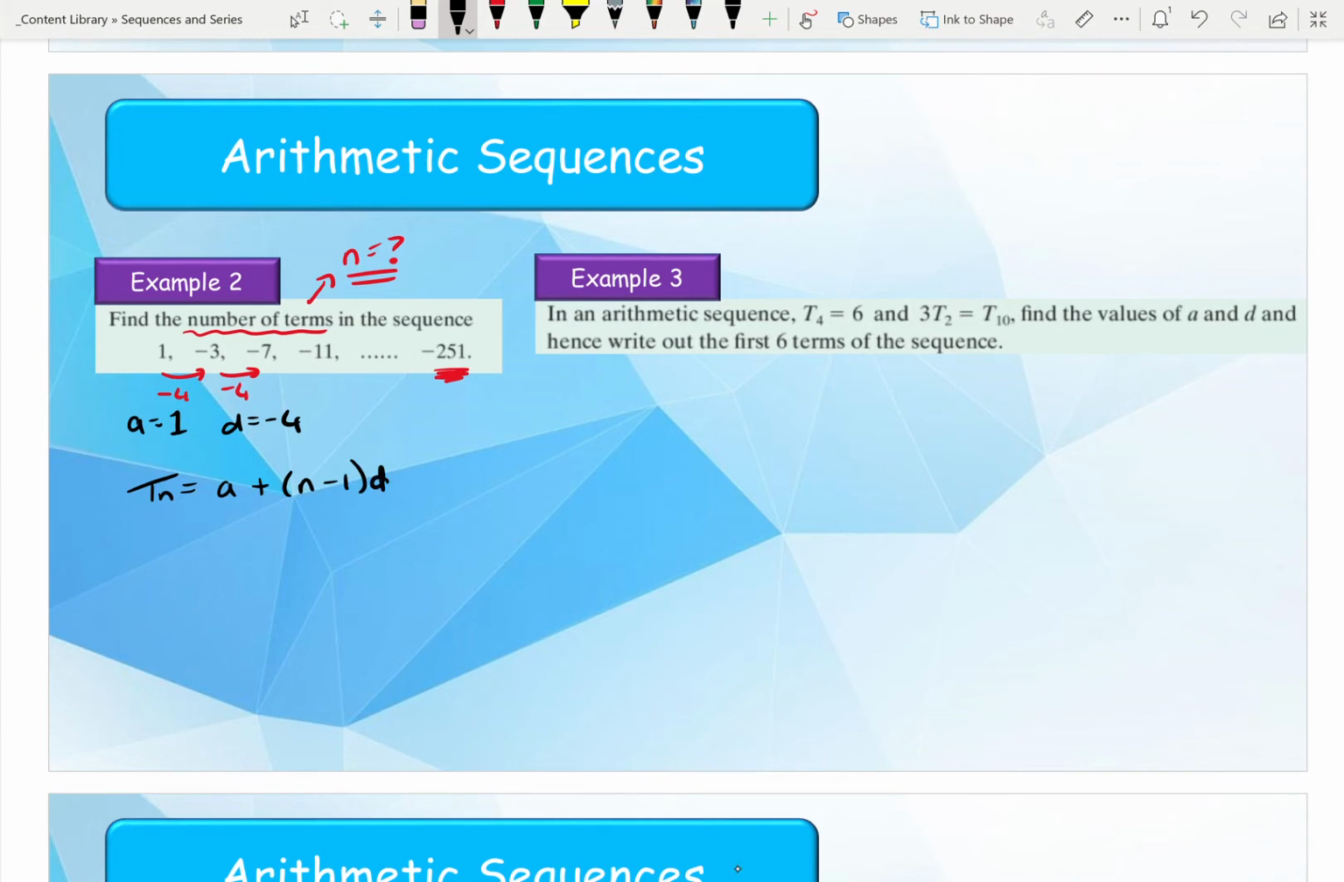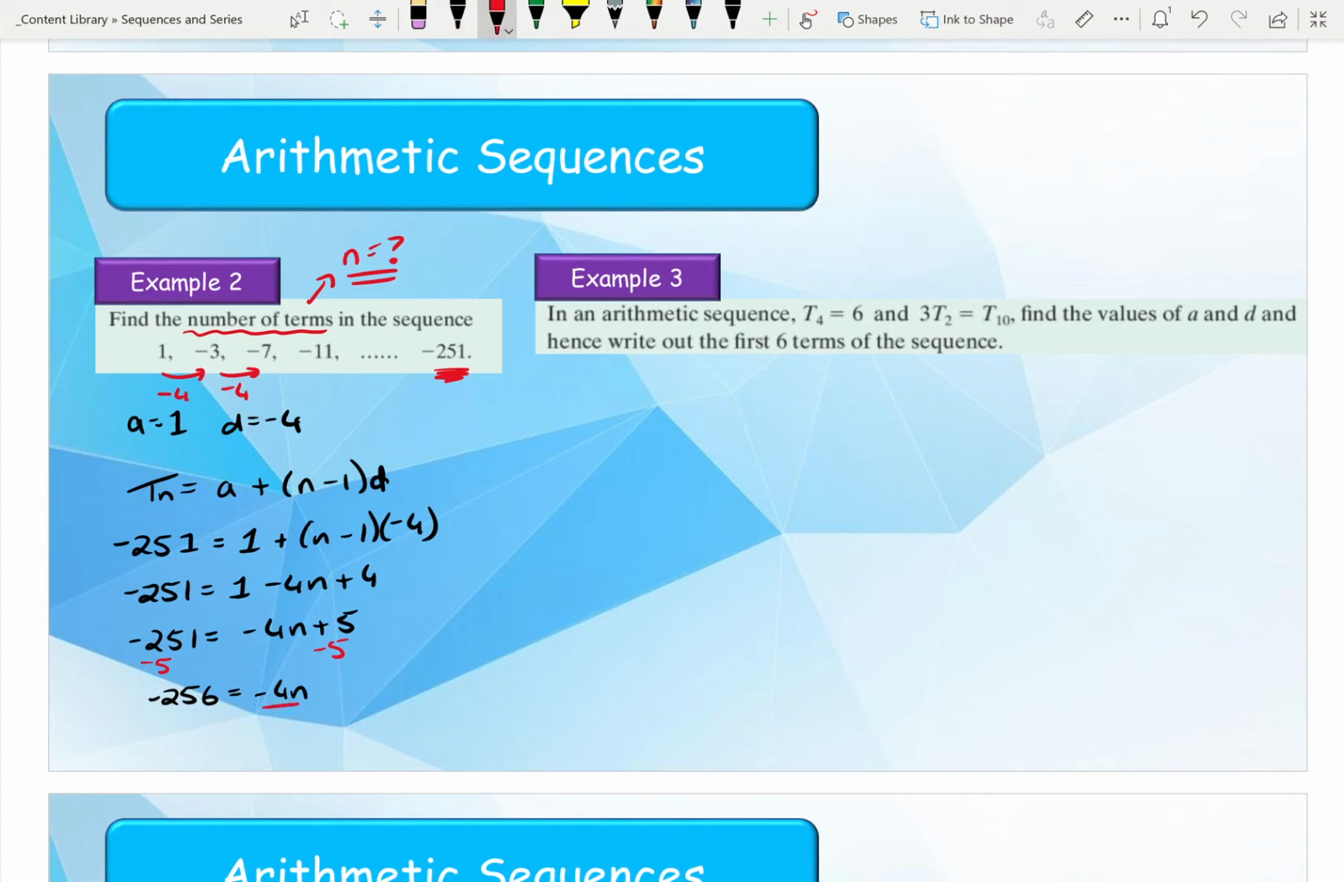And to find what term gives me minus 251, I'm going to sub it in here for Tn, because I know that's the value I would have when I find this n, is equal to 1 plus n minus 1 times minus 4. So again, I'm going to multiply it out here now, which gives me minus 4n plus 4. So again, minus 251 is equal to minus 4n plus 5. I'm going to bring my 5 over, or minus 5 from both sides, which gives me minus 256 is equal to minus 4n, and so now to find n, I'm going to divide both sides by minus 4.